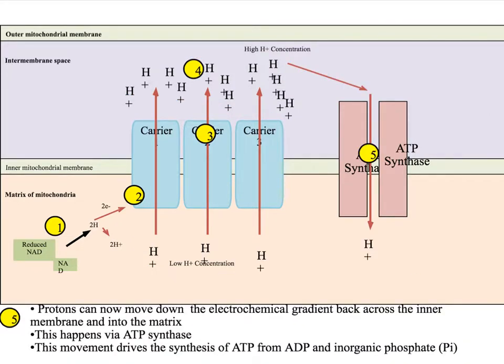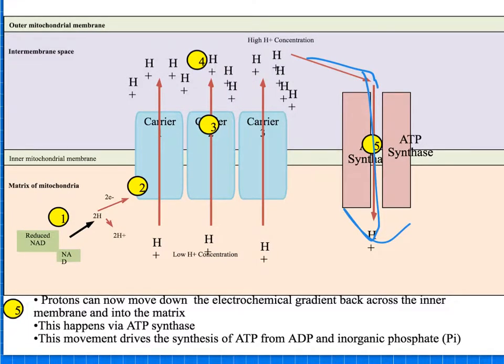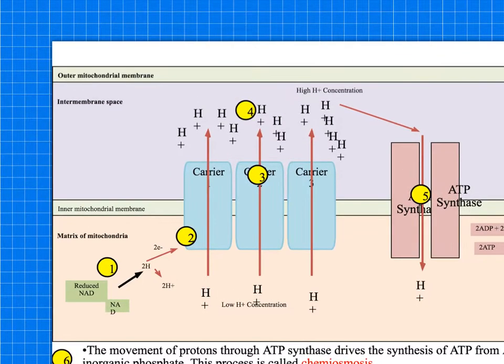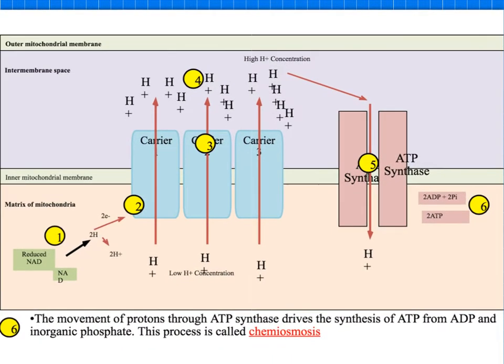Now the protons can move down this electrochemical gradient through ATP synthase. These are channels embedded in the inner mitochondrial membrane. This movement drives the synthesis of ATP from ADP and inorganic phosphate. You can see there, I'll show you again, the synthesis of ATP from ADP. This is called chemiosmosis.